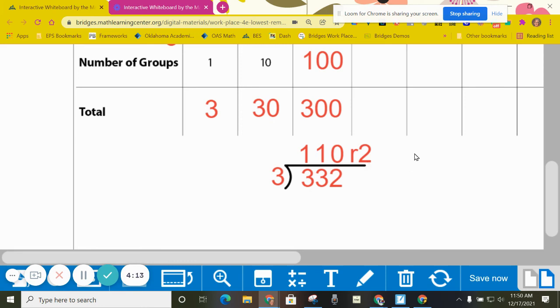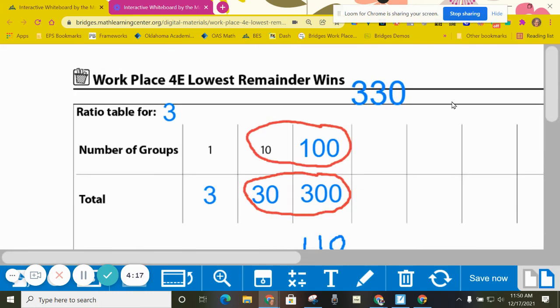So you're going to continue to play more rounds, and at the end, each player is going to add up all the remainders that they had, and the person with the lowest sum wins the game. If you should find that a player has no remainder, remember that they score a 0 for that round. All right, and that is how you play. Lowest remainder wins.